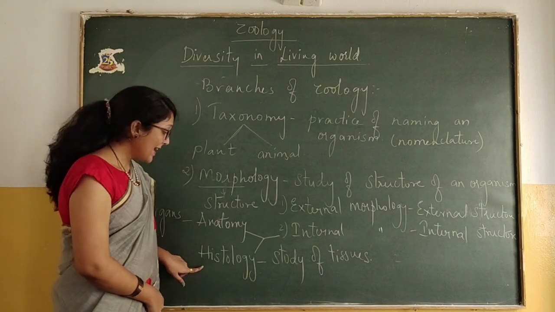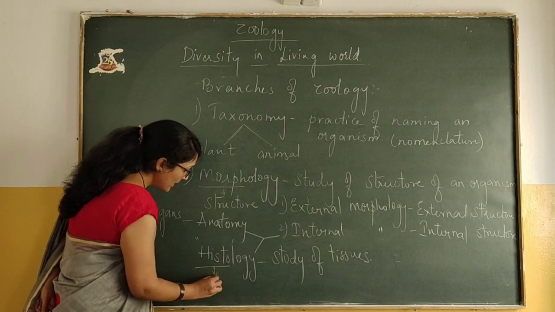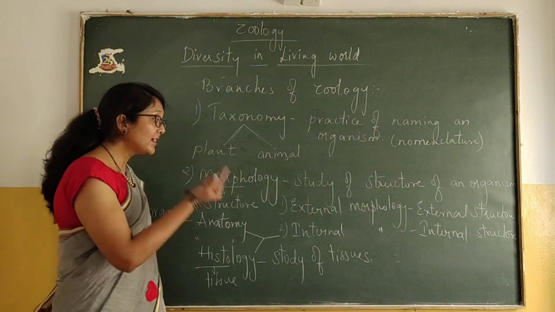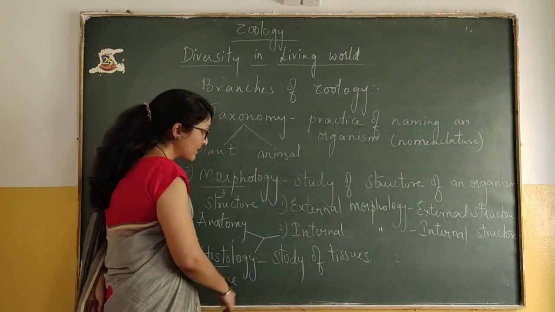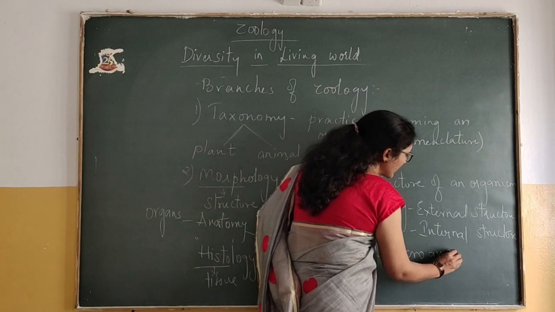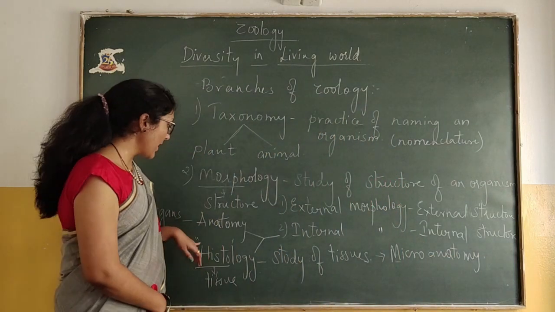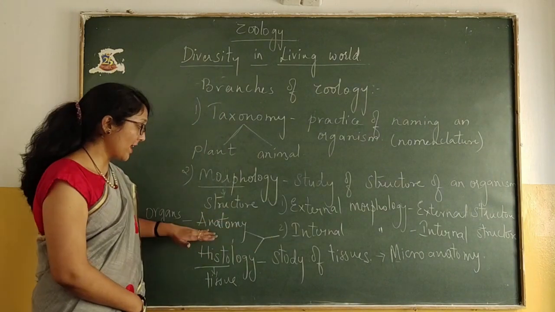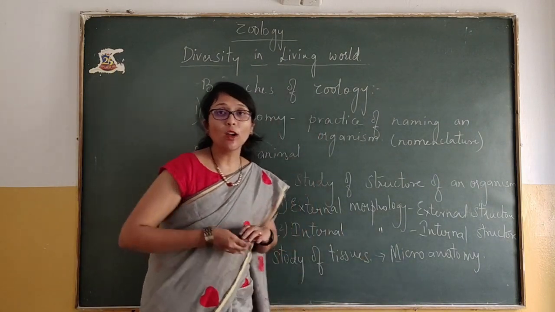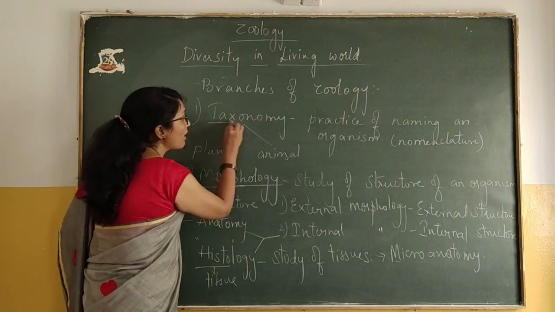Whereas histology, histo means tissues. You can make a note. Histo means tissues, so the study of tissues is called histology. Another term is also there for histology, and the term is called microanatomy. So in this way, internal morphology is divided into anatomy and histology. Histology has another name, microanatomy. Clear students? So far we have discussed two branches of zoology.